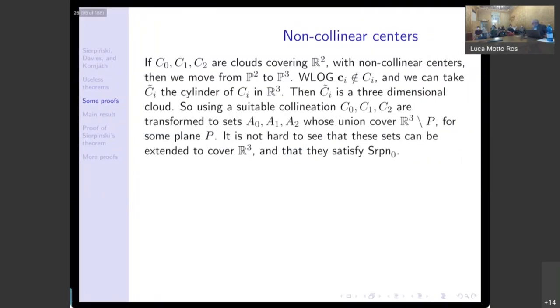So by doing this, using a suitable collineation, the three clouds are transformed into three sets A_0, A_1, A_2, whose union is R^3 minus a plane, which is the plane at infinity for some plane P. So it's not hard to see that the sets A_0, A_1, A_2 can be souped up so that they also include this plane P, so that they satisfy Sierpiński's theorem.